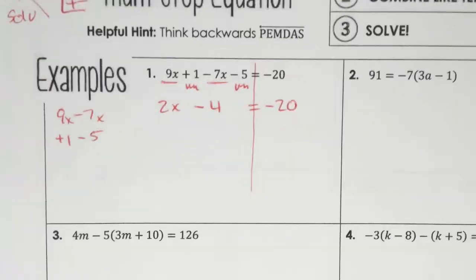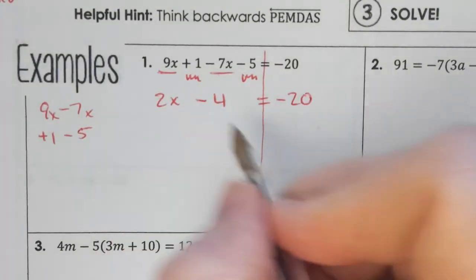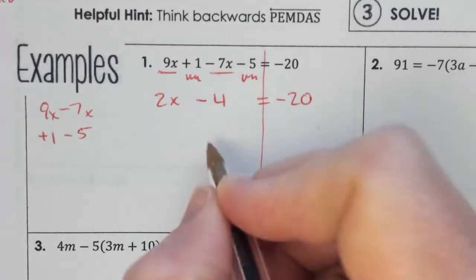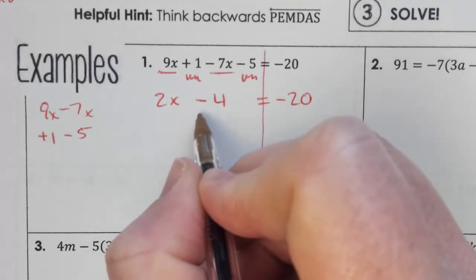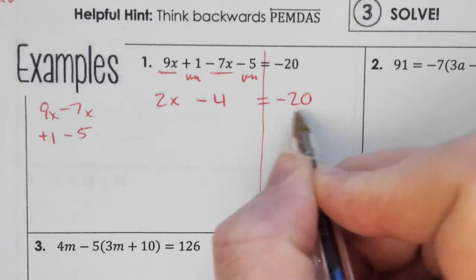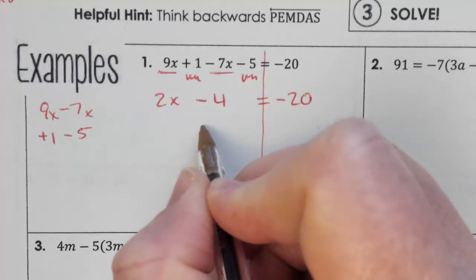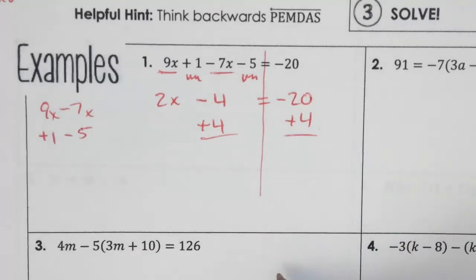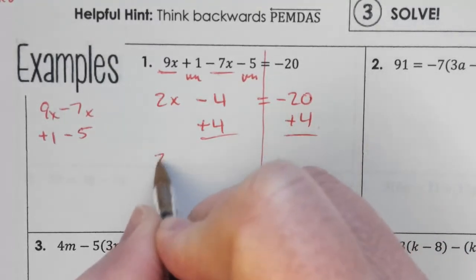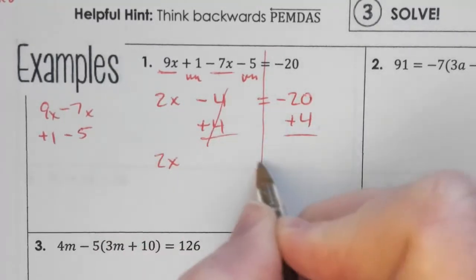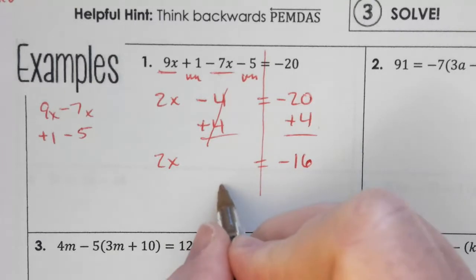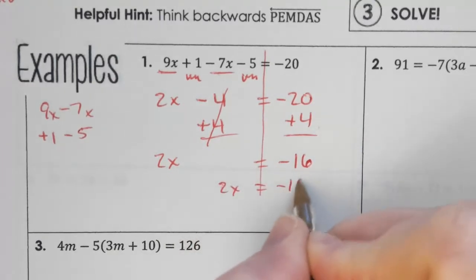Now when we go on to the opposite side of the equal sign, you do the opposite operation. So I want to move this negative 4 over to here. To do that, I'm going to add 4 because I'm going to the opposite side. This is still 2x. These cross out, and you're left with negative 20 plus 4 makes a negative 16. So right now we have 2x equals negative 16.